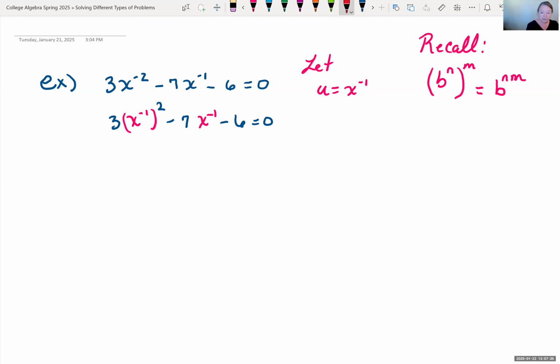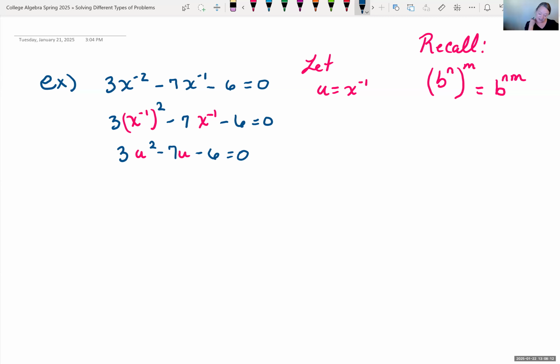So we had chosen u to be x to the negative 1 power. We're going to go back in here and substitute in u wherever we see x to the negative 1 power. And so doing so, we get 3u squared minus 7u minus 6 equals 0. So we manipulated this to look like a quadratic, so you can use one of the methods we've used to solve quadratics. You can try to factor this, you can use the quadratic formula, complete the square method.